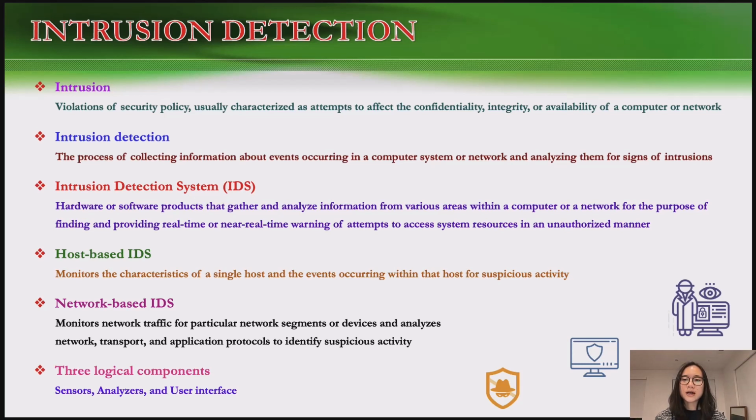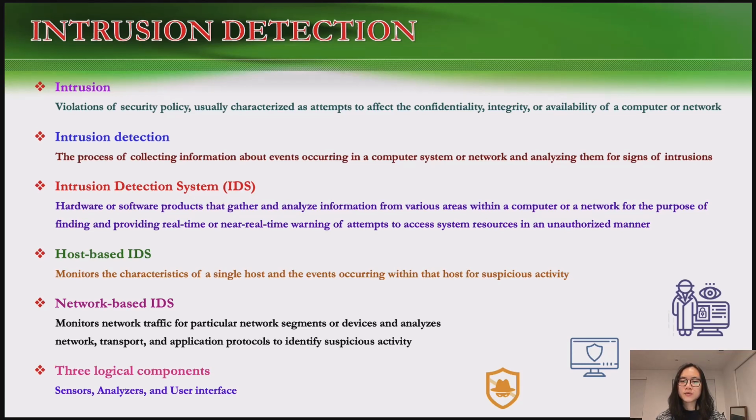In general, an IDS comprises three logical components: sensors, analyzers, and user interface. Sensors are responsible for collecting data. The input for a sensor is any part of a system that contains evidence of intrusion. Sensors collect and forward this information to an analyzer.